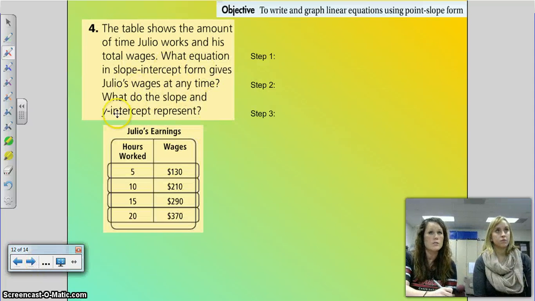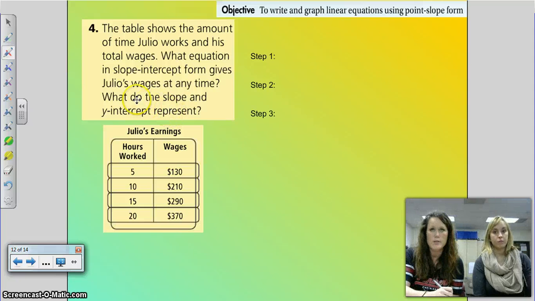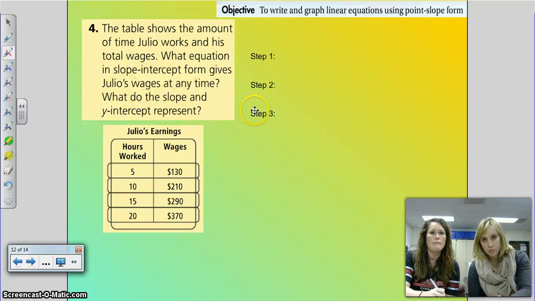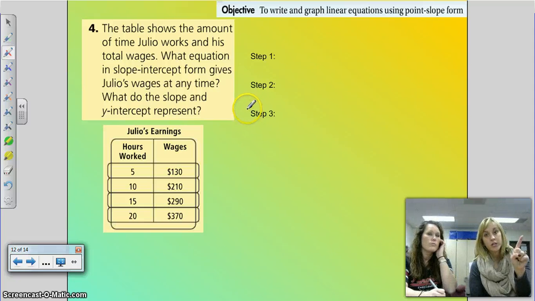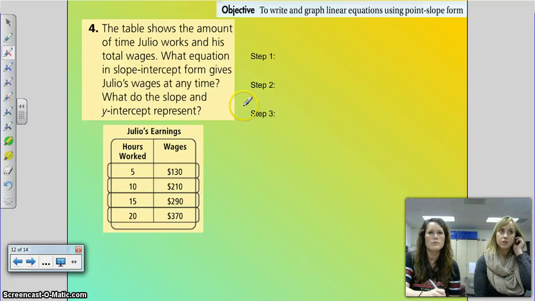Because it's asking us what the slope and y-intercept represent. There's no y-intercept in point-slope. So step one, we realized we just went super fast. Hang tight. We're going to do this one together with you at a decent pace.